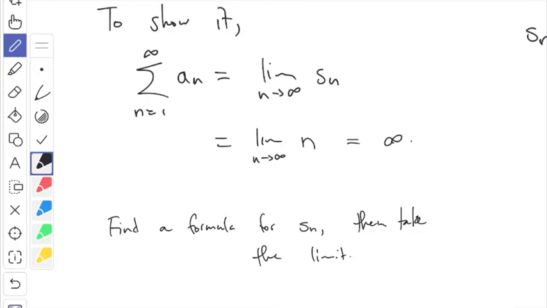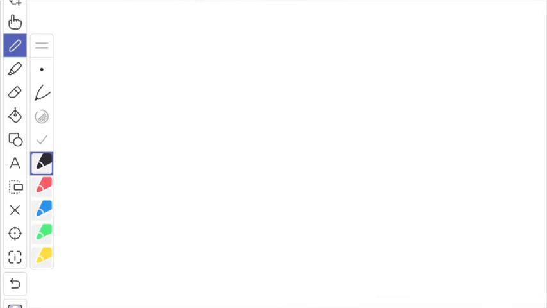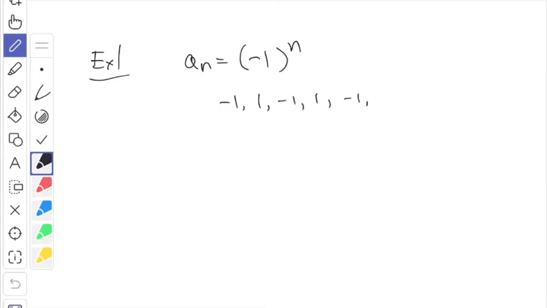All right, let's do one that's a little less obvious. Like in that example, I think it was pretty obvious that you were going to add up to infinity if you just add 1 over and over again forever. How about maybe a little more interesting? an equals minus 1 to the power n. Which, of course, when you write the terms out, is minus 1, then 1, then minus 1, then 1, minus 1, 1, etc.